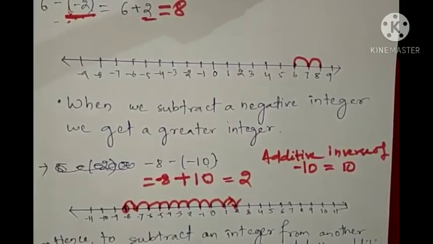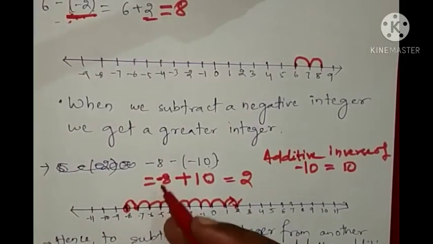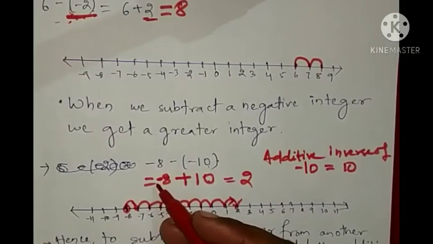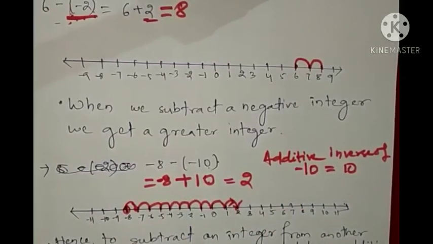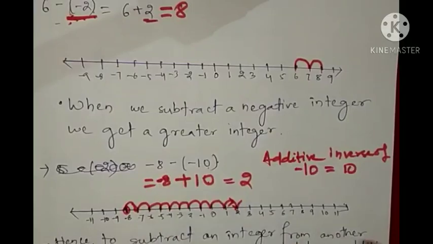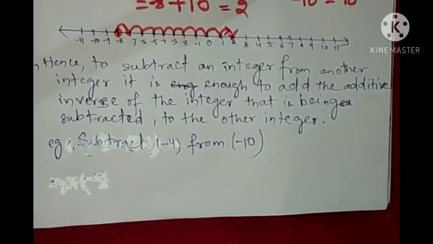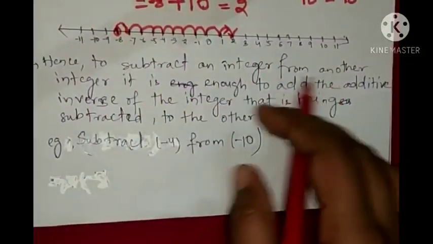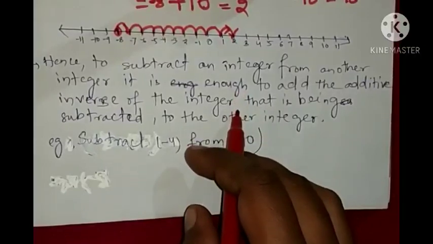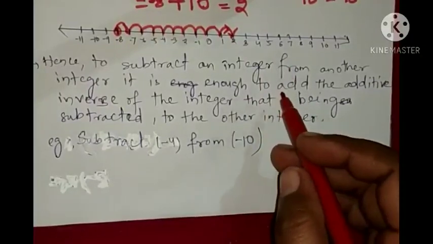So this is about subtraction. So when you are subtracting positive integers, okay, that time we will go to left. But when we are subtracting negative integers, we will go to right. Okay. So hence to subtract an integer from another integer, it is enough to add the additive inverse of that integer that is being subtracted to the other integer. The same thing we have seen.